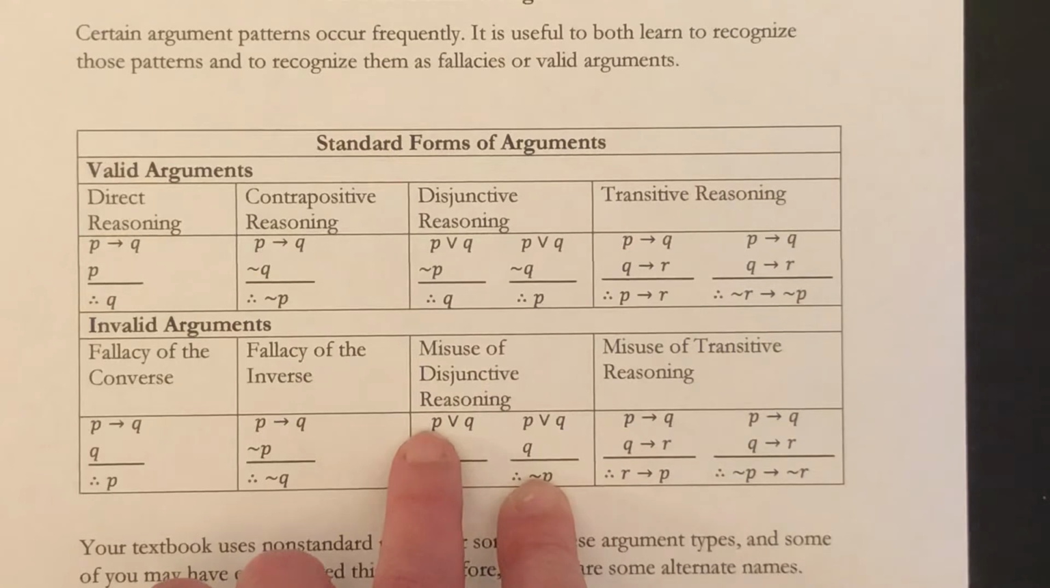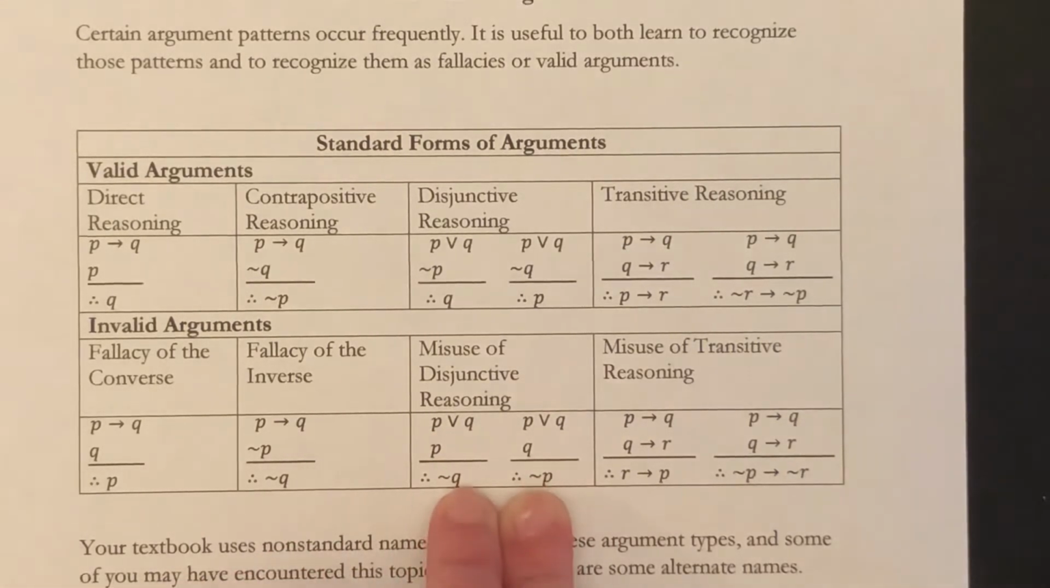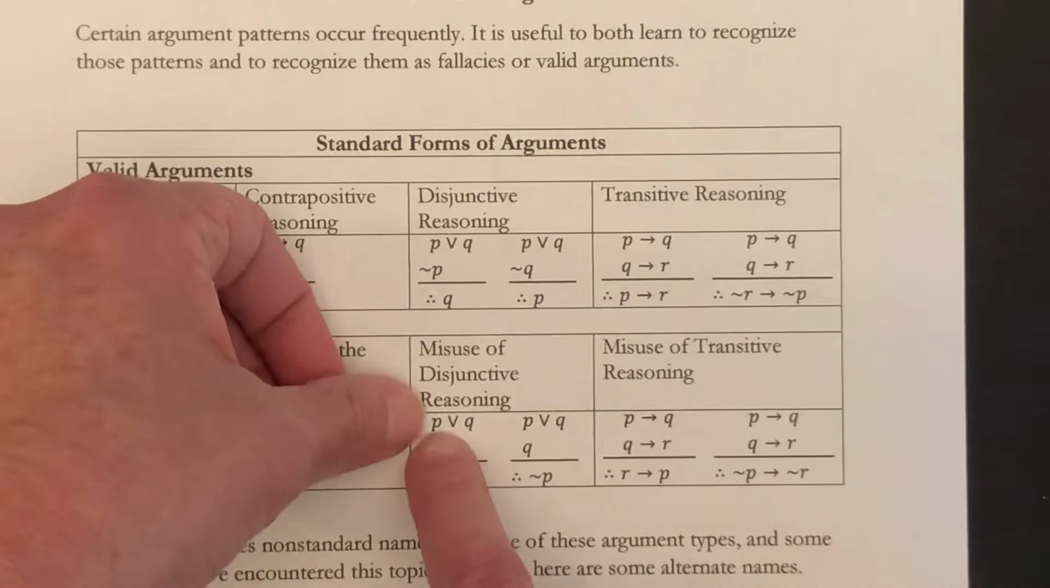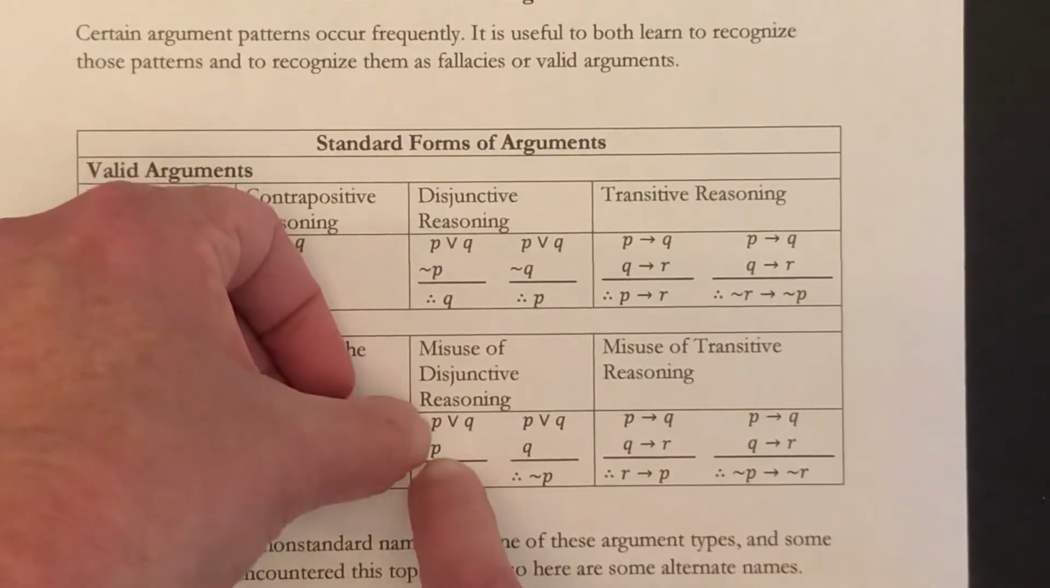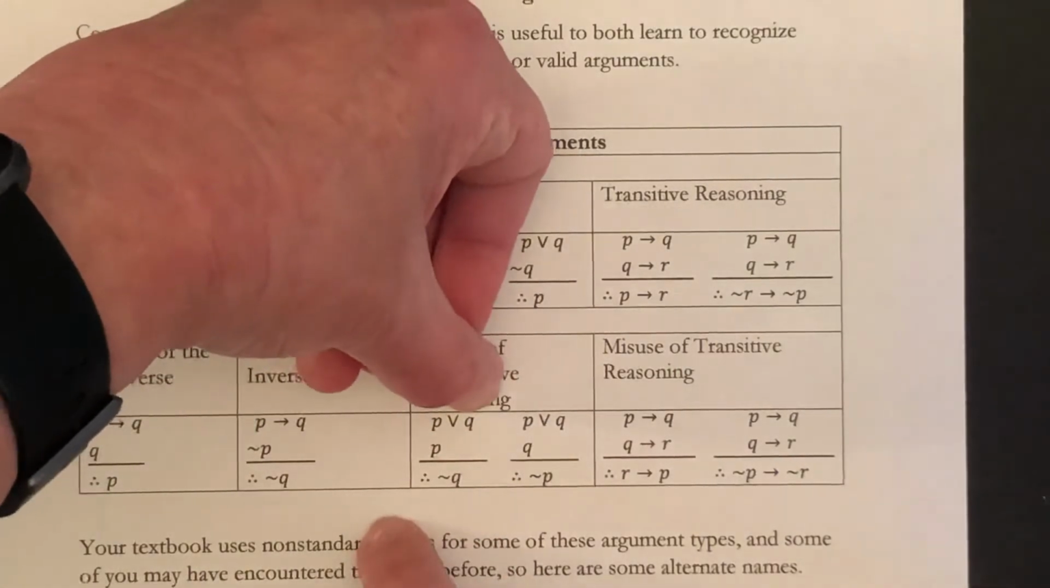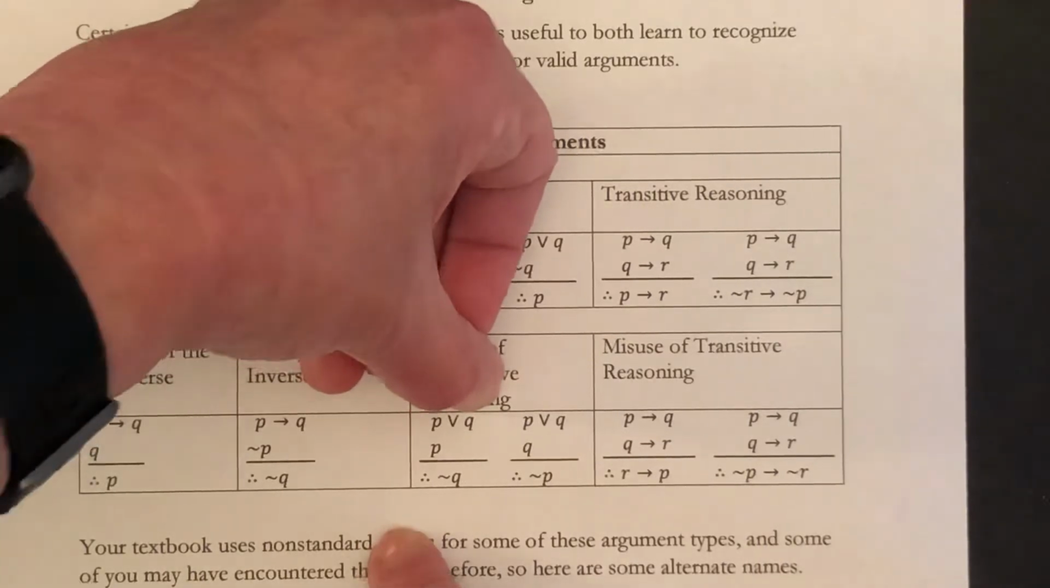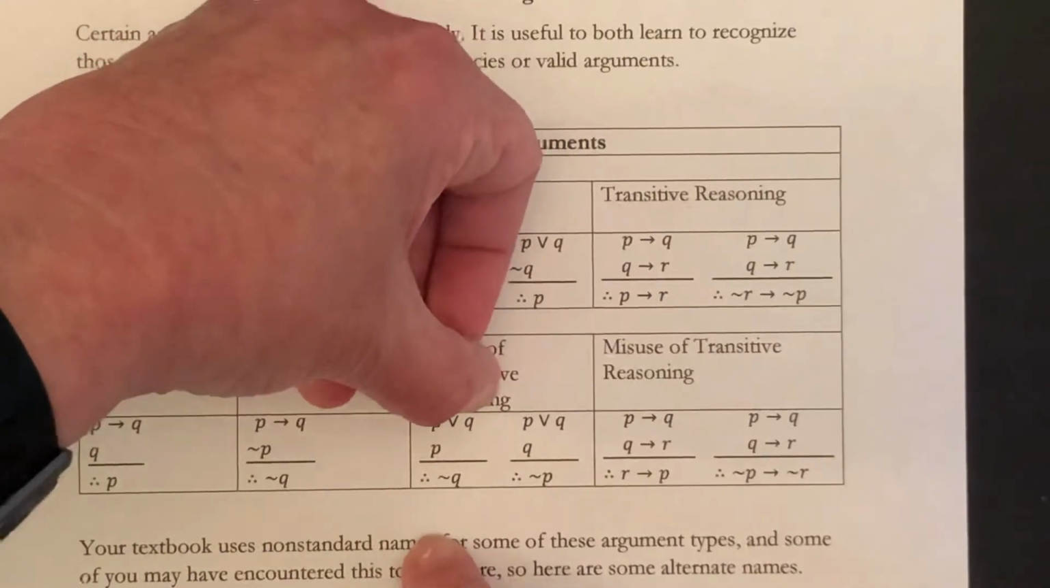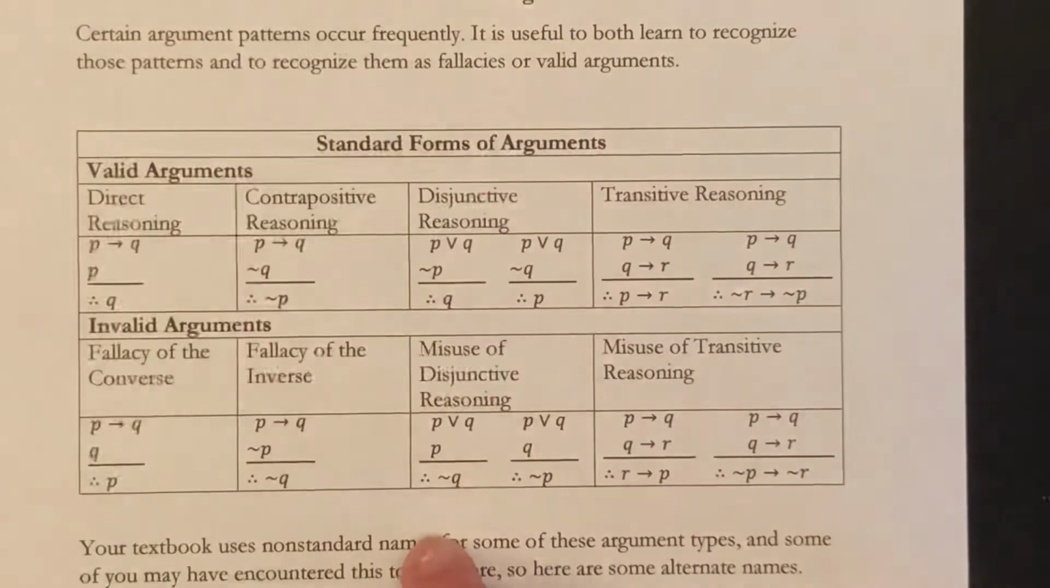This one says P or Q, P, therefore not Q. Remember that with or, they can both be true as well. It's not an exclusive or where it's A or B, but not both. This is P or Q or both. So if I have an or here and I know that one of them is true, I still don't know whether that one's true or false. It could be either way because or allows for just one of them or both of them to be true. Okay?